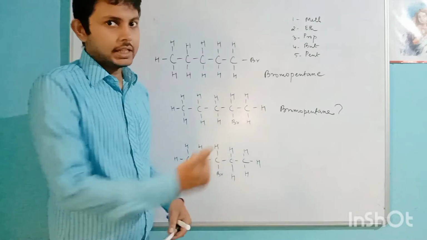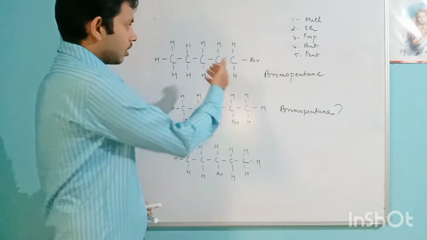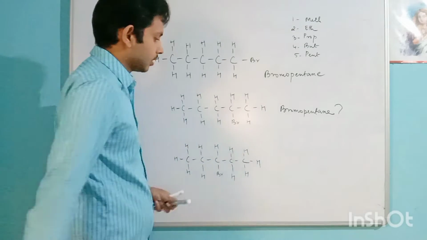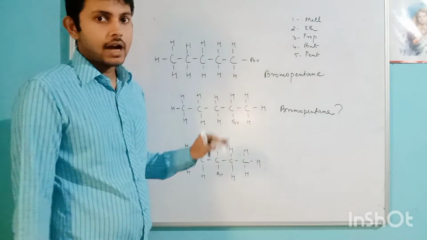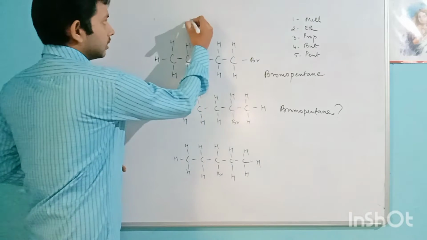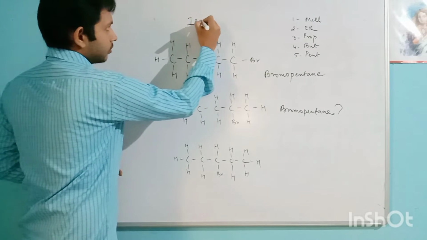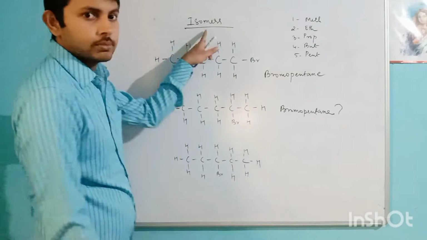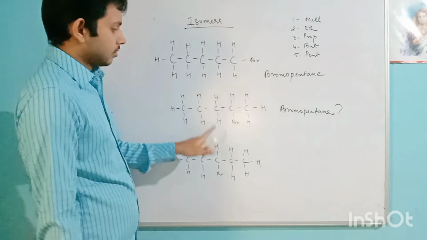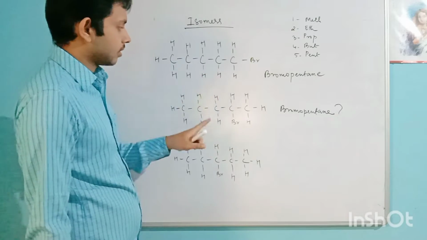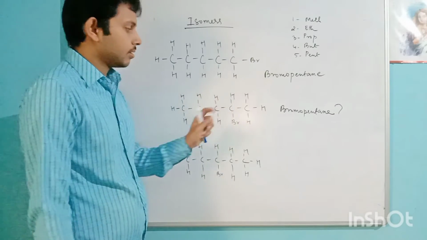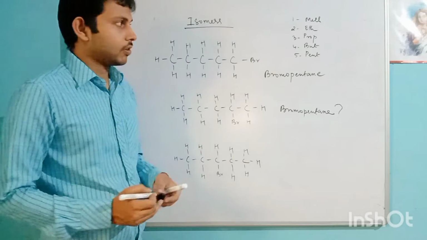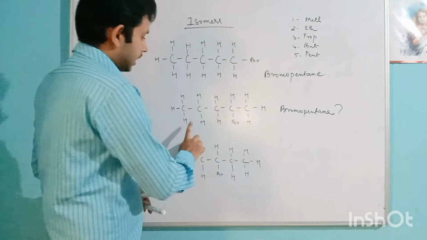Now what will be the names? All have the same molecular formula but different structural formula. So these are isomers. You have learnt a new term, isomers. What are isomers? Molecules or compounds having the same molecular formula but different structural formula. So let's write the name.